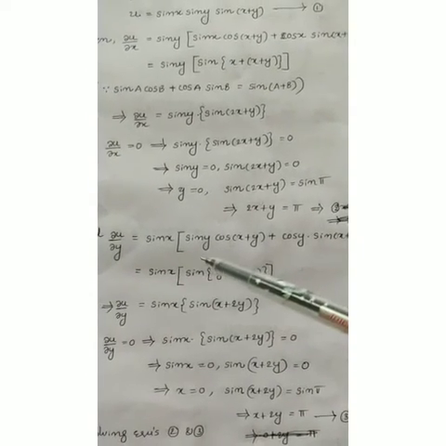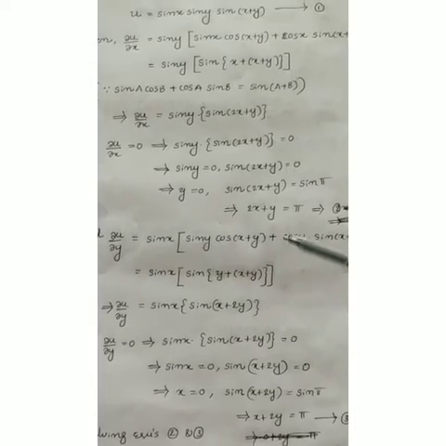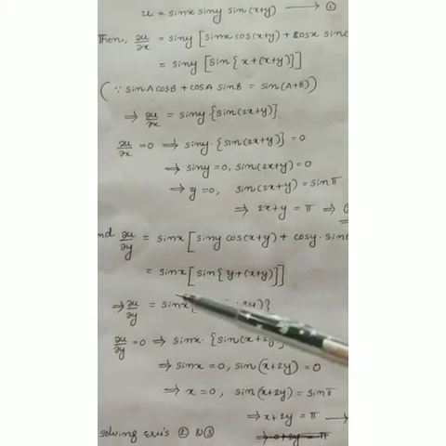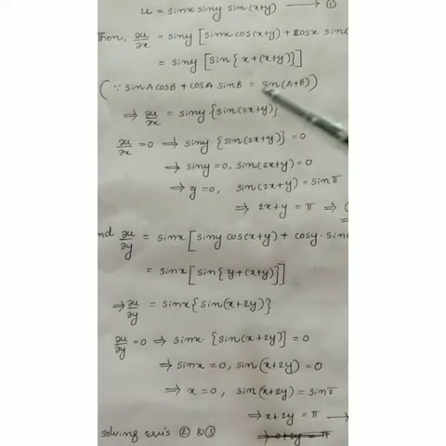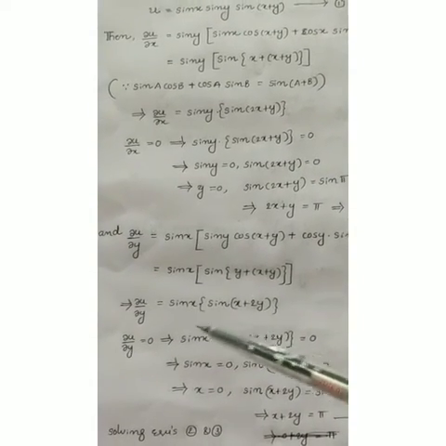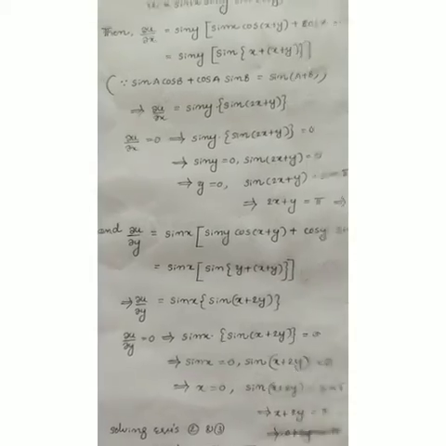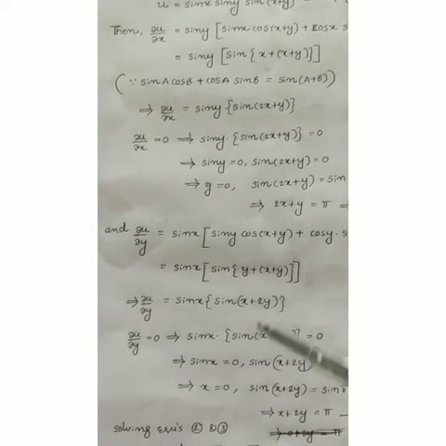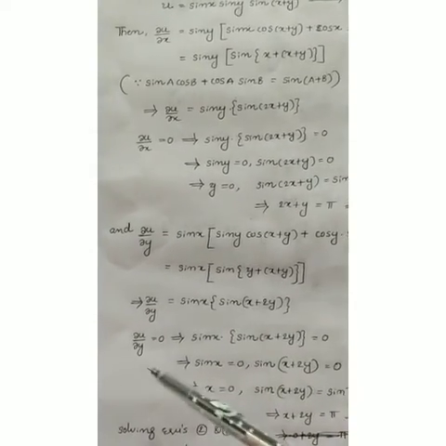So again it is in the form of sin a cos b plus cos a sin b, that is sin x into, this can be written as sin of a plus b, that is sin of y plus x plus y, that is sin x into sin of x plus 2y. Dou u by dou y value is sin x into sin of x plus 2y.